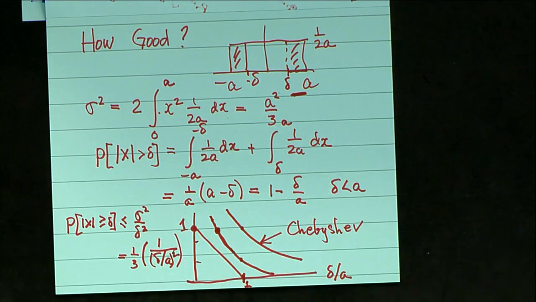But if delta is equal to A, that's when this thing goes to 0. Then that number is 1/3. But then if you go out to 2A, it drops to 1/3 times 1/4. Right, so 1/12. So it's better. So Chebyshev is okay if you get out several standard deviations. Otherwise, not so good.